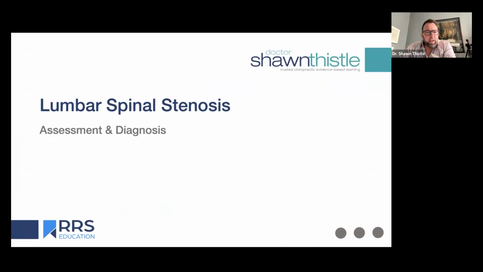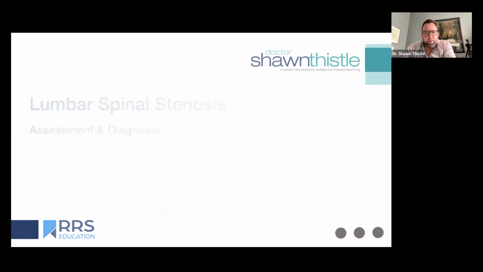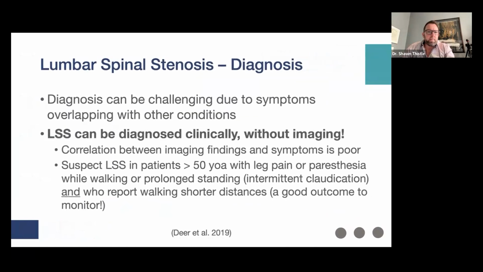So, moving on to assessment and diagnosis of lumbar spinal stenosis. This condition in many ways can be challenging due to the symptoms overlapping with other conditions. The important thing for us, and I think a lot of our colleagues as chiropractors still don't understand this fully, is that you don't need imaging to diagnose this condition. This can be a clinical diagnosis.